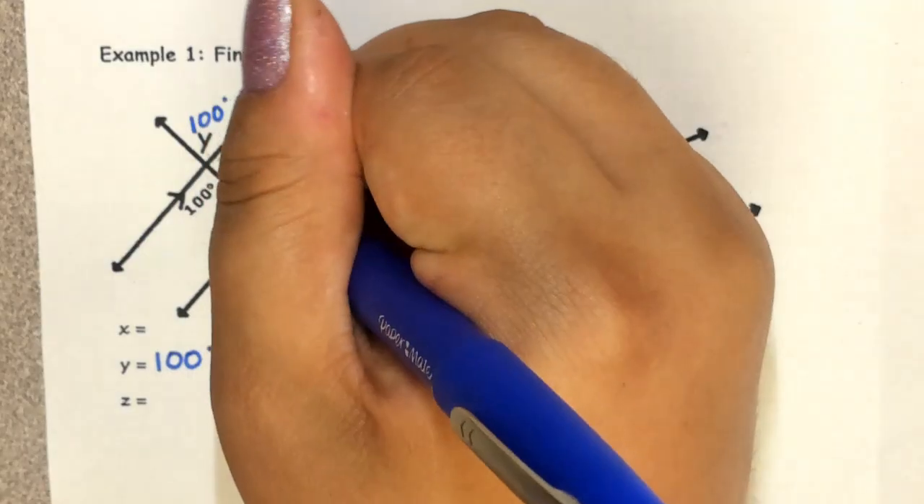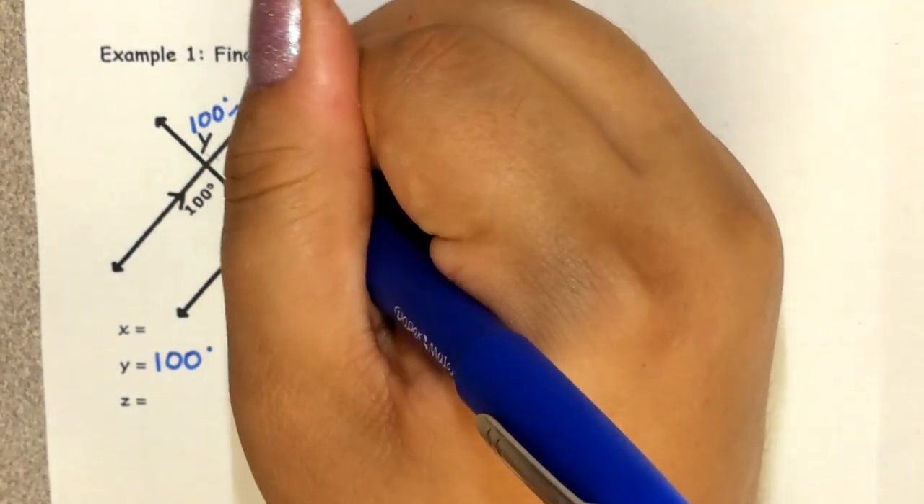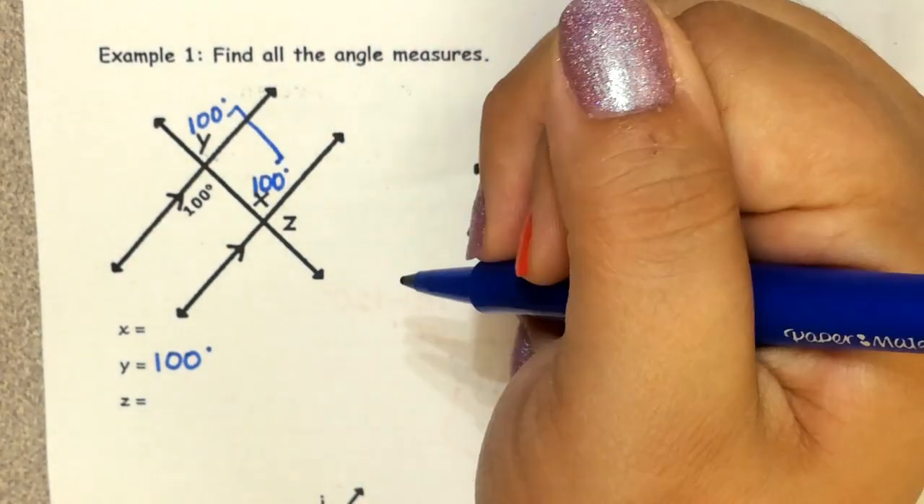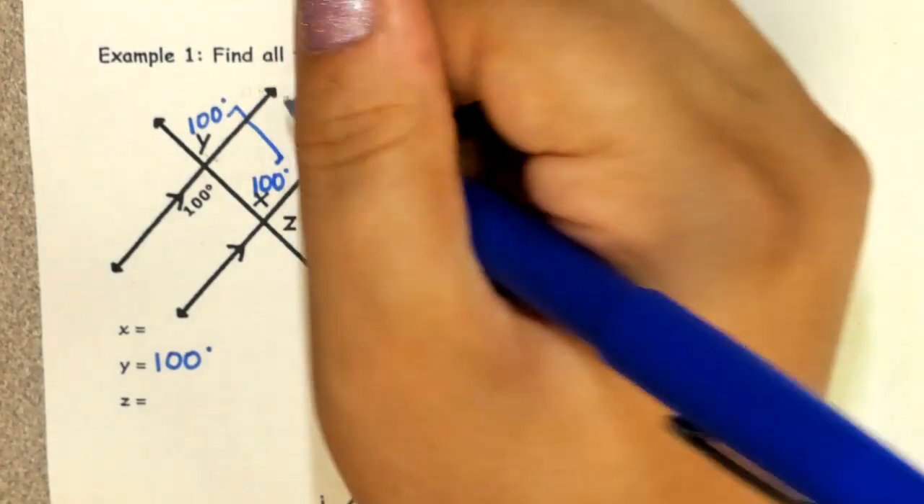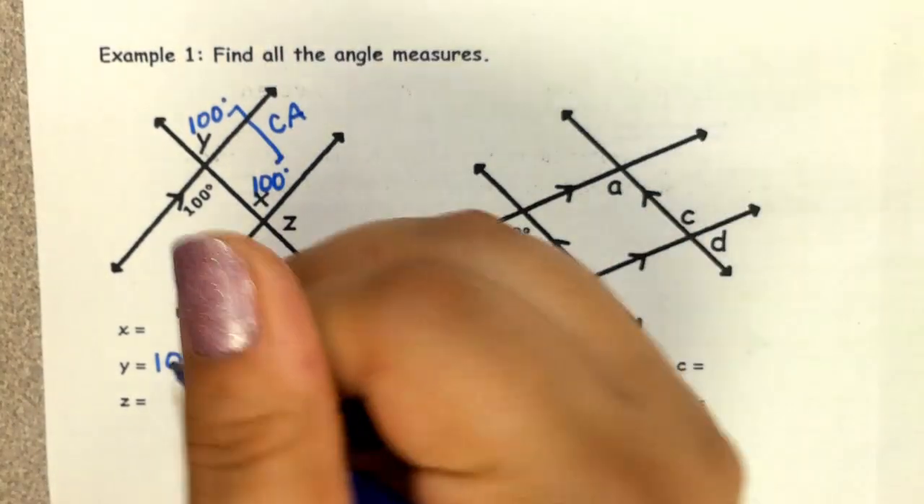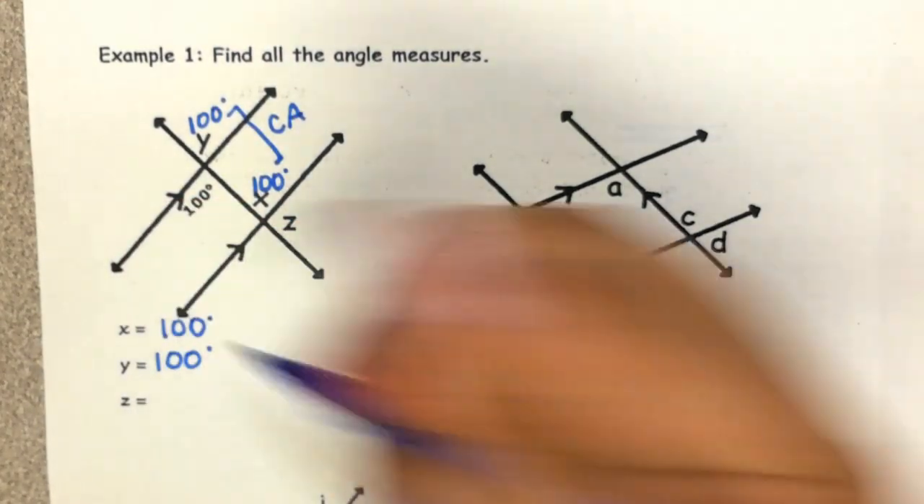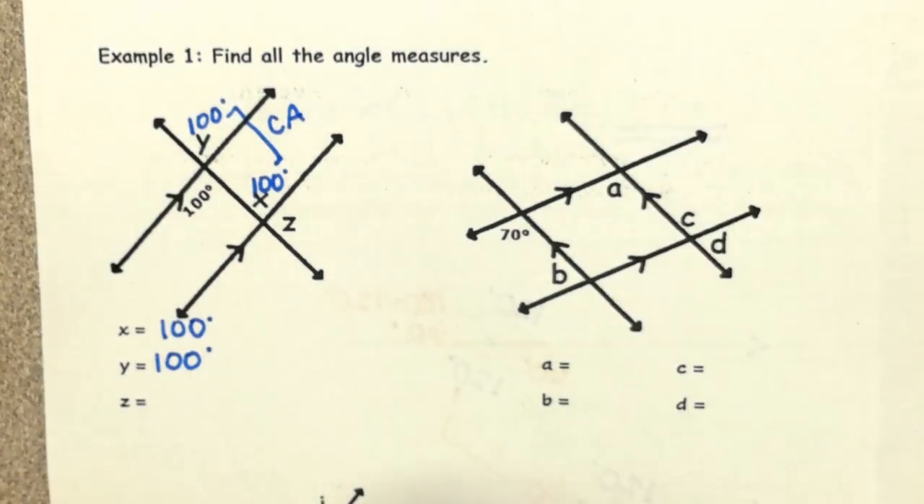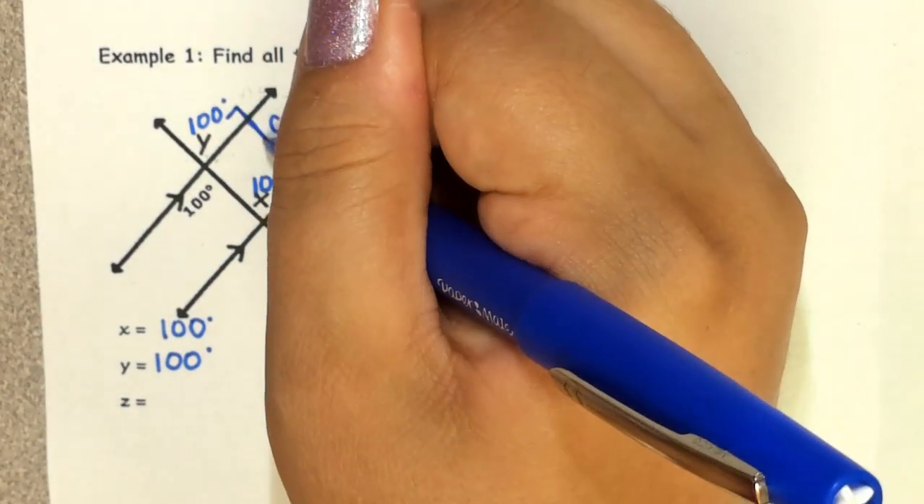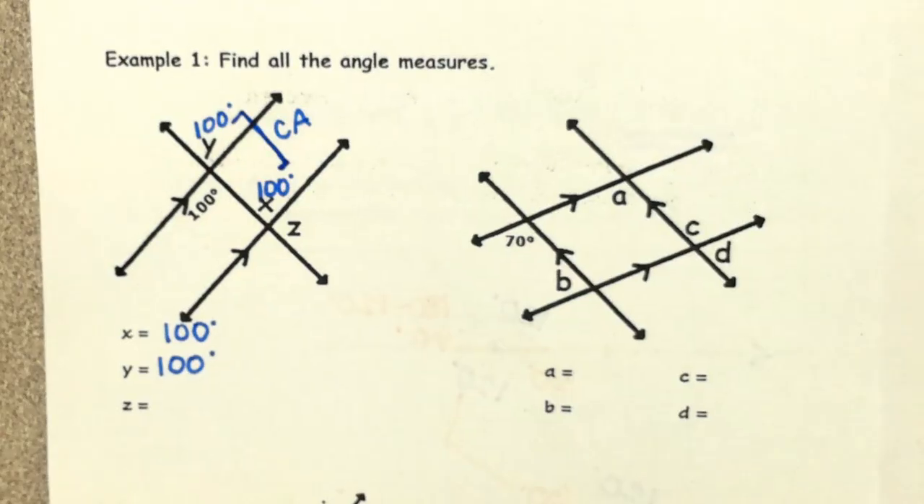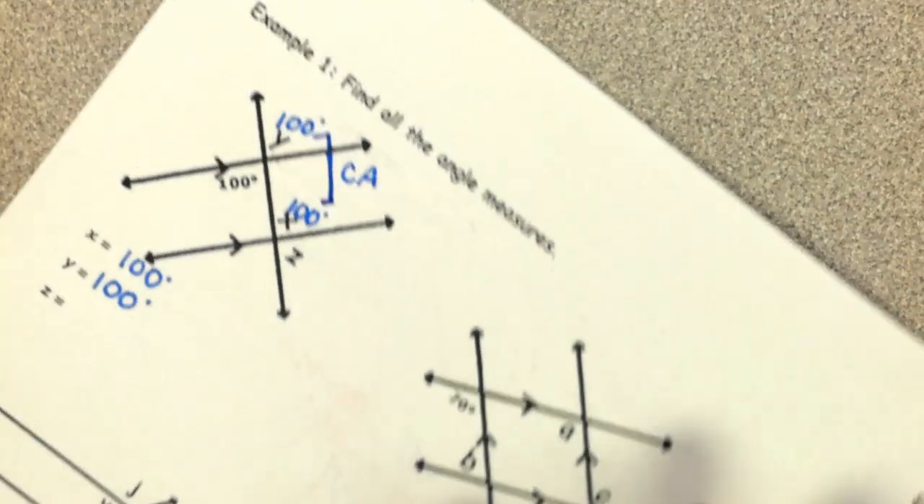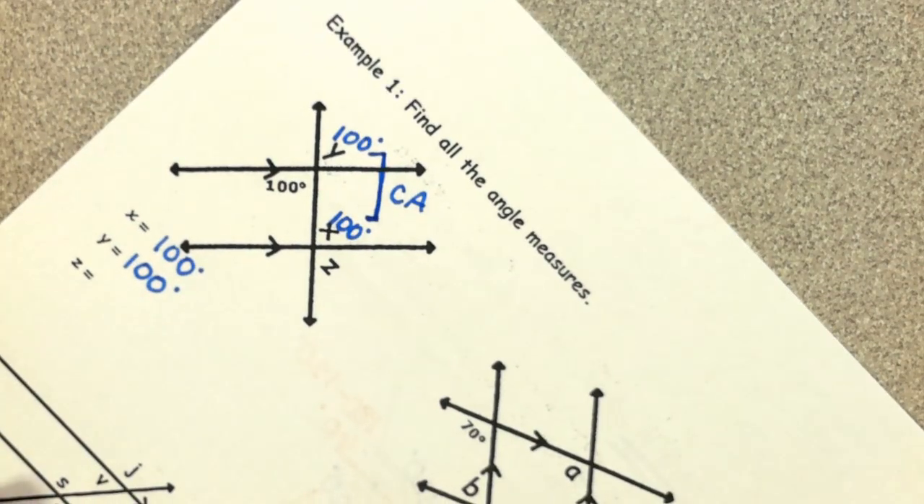Y and X. Why is X also 100? They are corresponding angles. They are CA. Write that down if you did not know that. Y and X are corresponding angles. And if you need to turn the paper because this confuses you, turn it. There's nothing wrong with that.